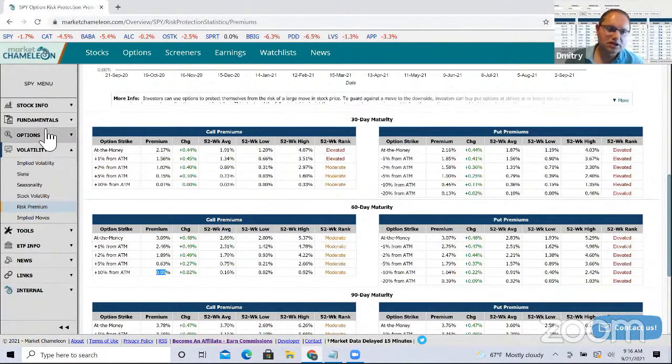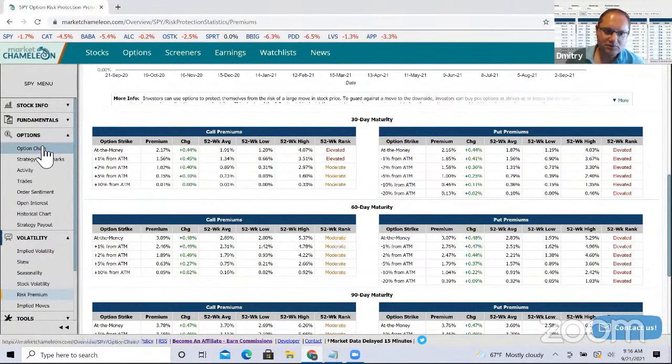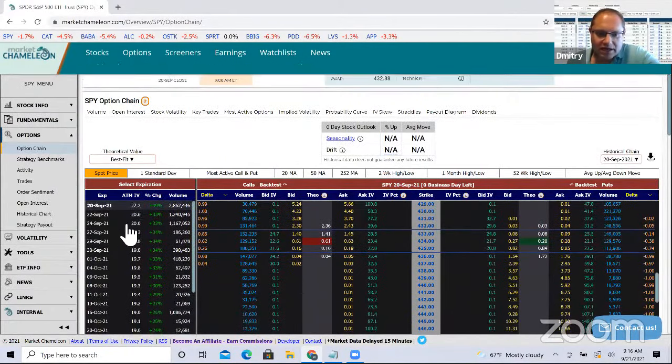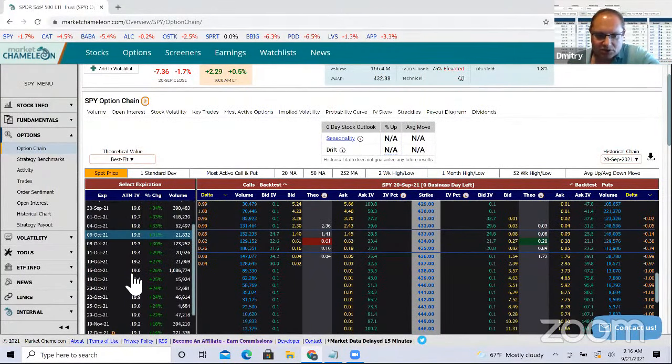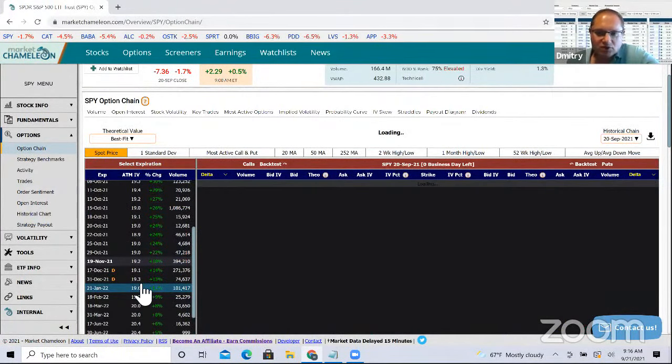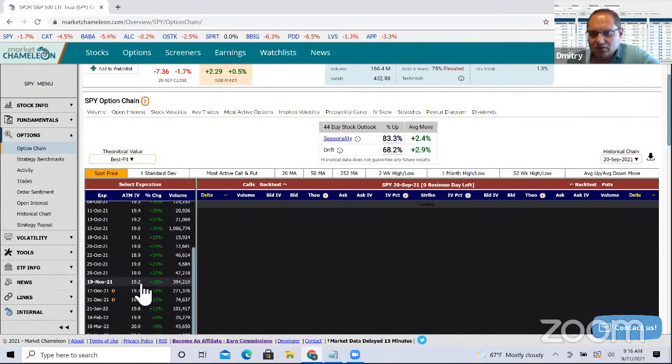So let's take a look at the options chain here. Right now we're on September 21st today. So I'm going to go to the options chain. October is 1 month, so we need somewhere like this, November. Okay, so November 21st, 2 months out.